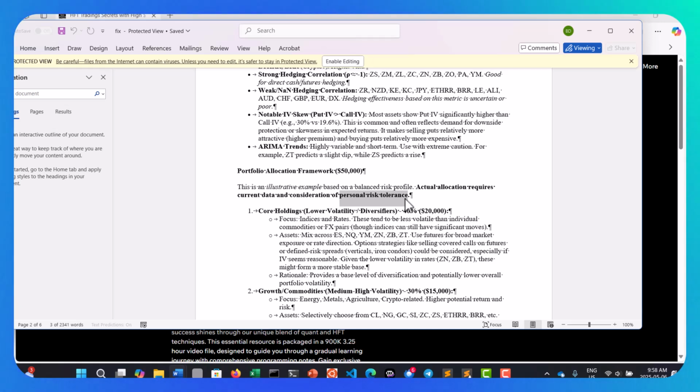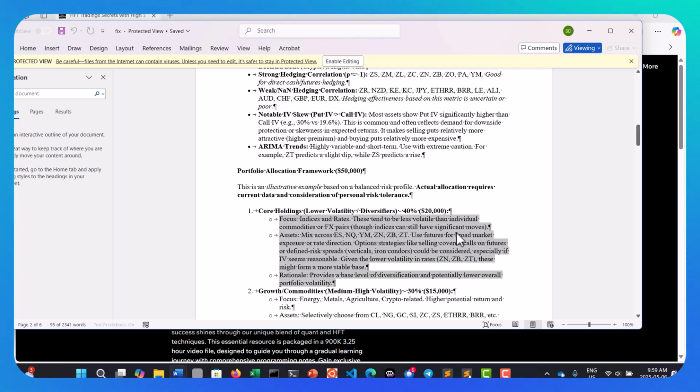be more conservative, meaning I have to take a much safer bet, meaning lower volatility or lowest volatility along with uncorrelated to other things as well. So here's our core holdings, lower volatility diversifiers. So that's going to be set at 40% at $20,000. Okay. So here we can put in these ones as well.